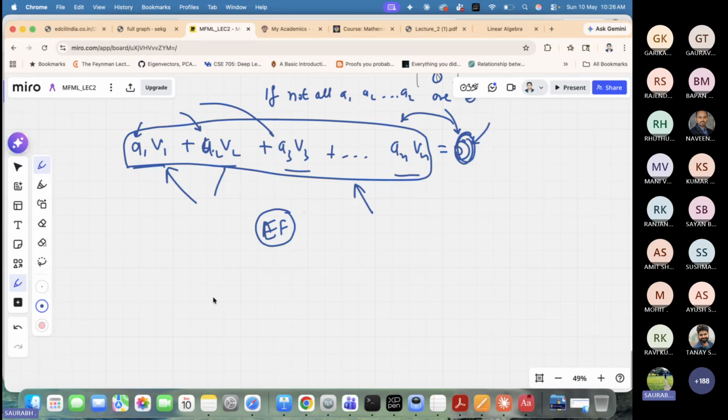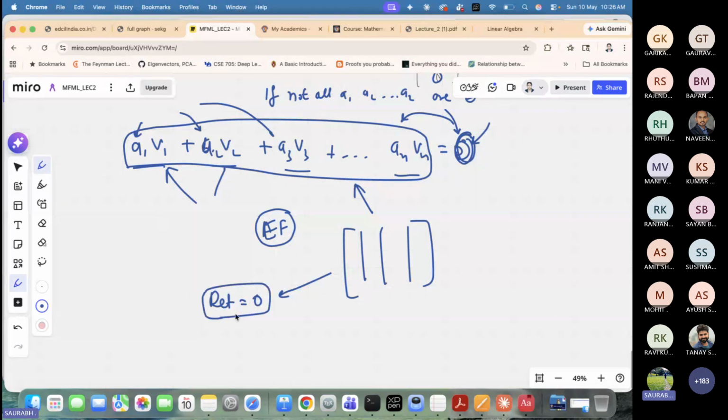Another thing is, when you create a matrix out of the vectors, arranging them such that this is the first vector, this is the second vector, this is the third vector, and you find that the determinant of the matrix is zero, it means that the vectors are linearly dependent. And I will show visually what happens. This is called singularity.